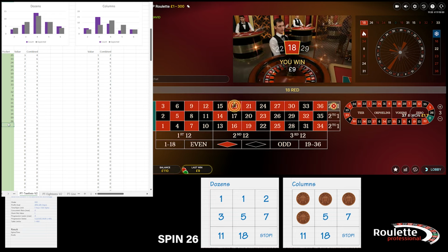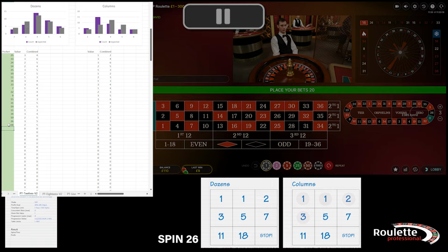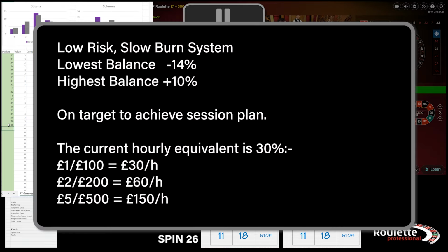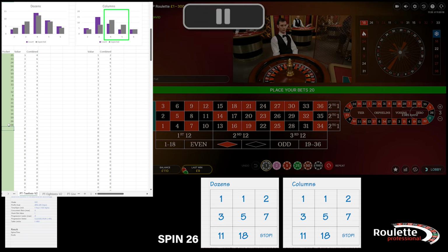So possibly the world's most boring system, but excitement is for gamblers. Low risk and steady is the hallmark of a professional player in almost all forms of gambling. We are on target to achieve our session plan, so let's continue. The data suggests 5 is still the most behind, so let's aim for another 5.